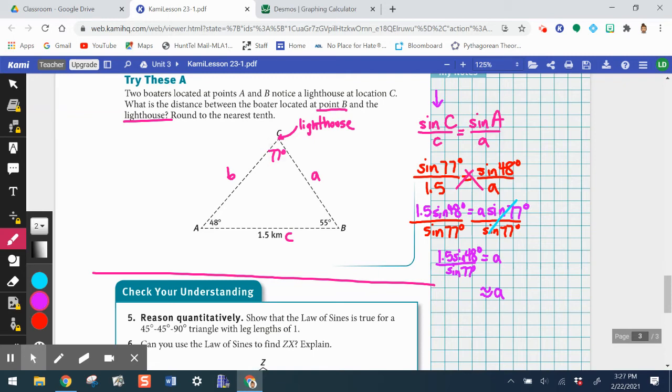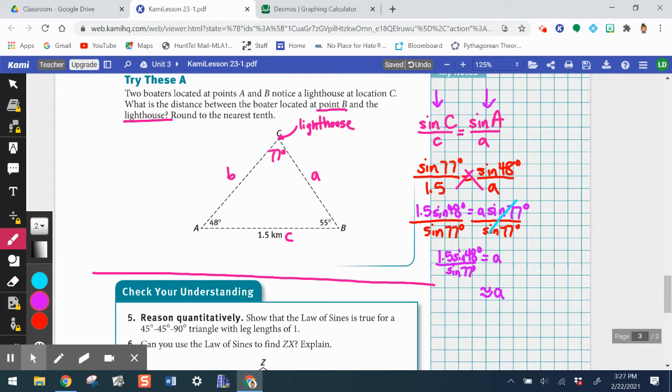Well, sine of C, again, I had its angle measure and its opposite side. And I was looking for this side measure, and I had its opposite angle measure. So that's why I use these two ratios here. So I'm going to replace capital C with 77 degrees.